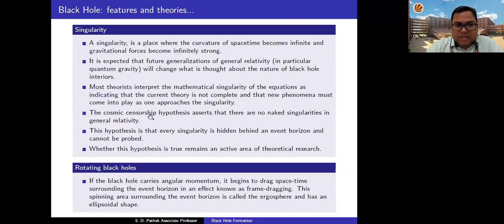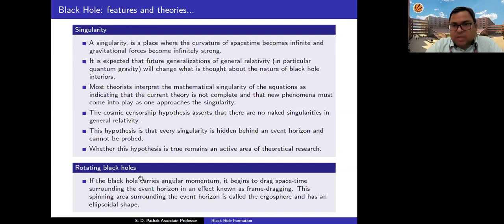And the cosmic censorship hypothesis means that the singularity will be hidden inside the event horizon, right? Nothing comes out from the event horizon, therefore the singularity is just hidden. It is a no naked singularity. Although this is a hypothesis, it is not verified from observations. So the hypothesis remains an active area of theoretical physics, and researchers are working on the cosmic censorship hypothesis.